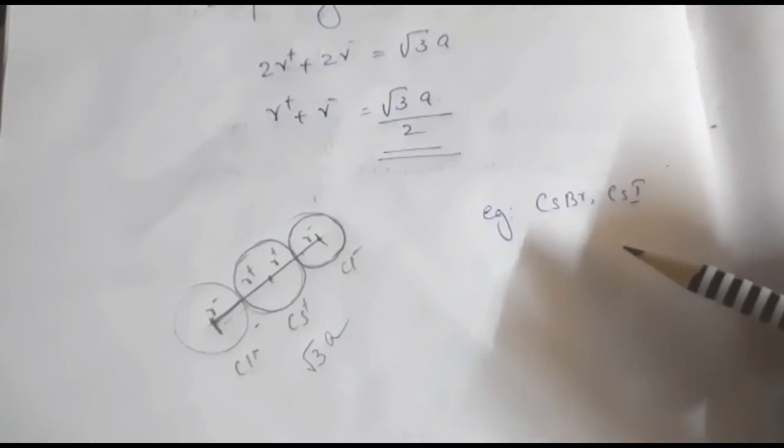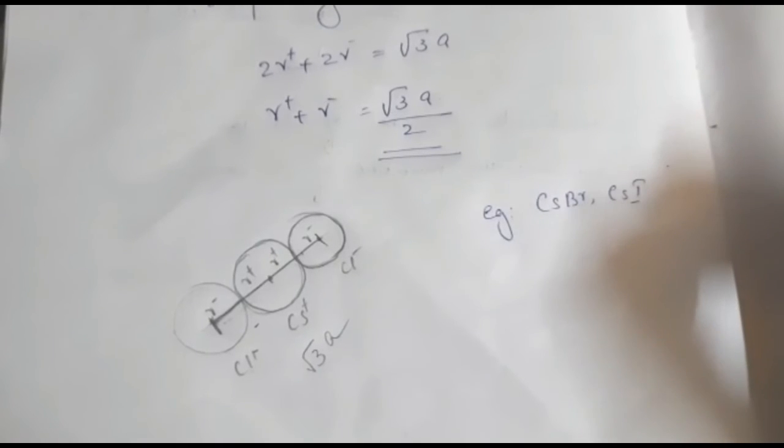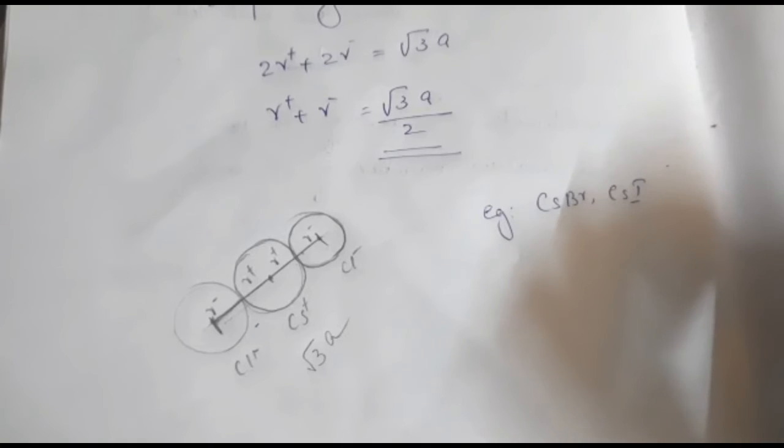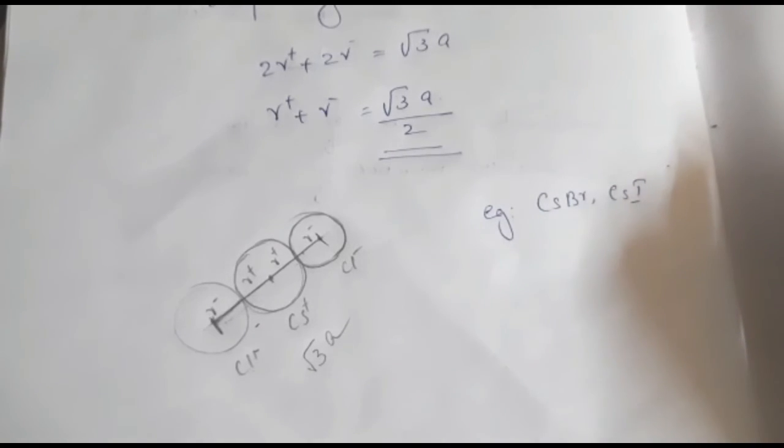Cesium bromide, cesium iodide, etc. are having the same structure as cesium chloride, and we know in cesium chloride the coordination number of the cesium ion and chloride ion is 8. But for other halides like sodium chloride, potassium chloride, etc., the coordination number is only 6.